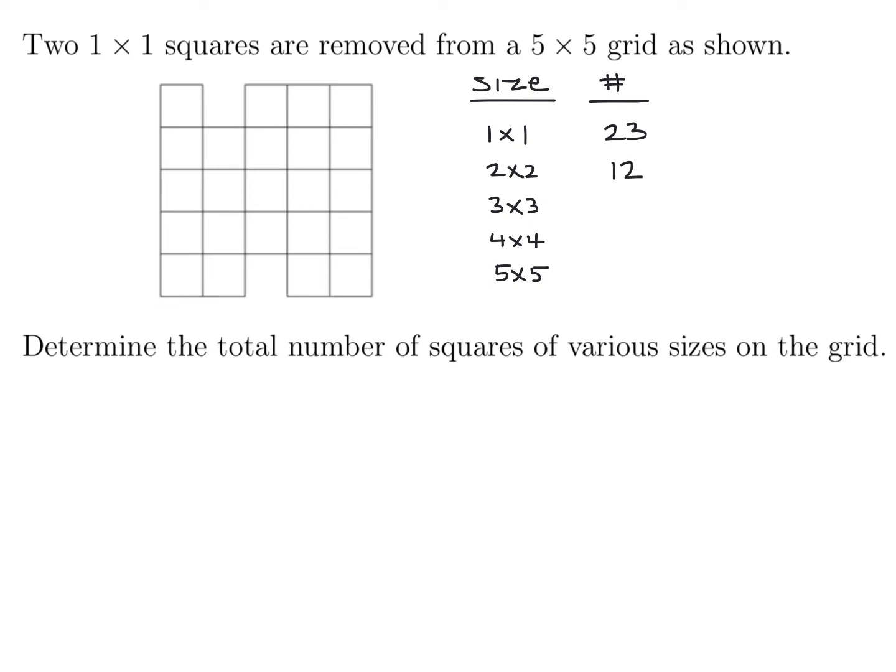3 by 3. Here's 1. Any more? 2, 3, 4, and I think that's it for 3 by 3. So that's 4. 4 by 4, we can't make any. Yeah, 4 by 4 falls apart because of those that have been removed, so we won't be able to do a 4 by 4. And then 5 by 5, obviously we won't be able to do that. So that's how many we have. Add those up, and we get 39. So 39 is the total number of squares of various sizes on this grid.